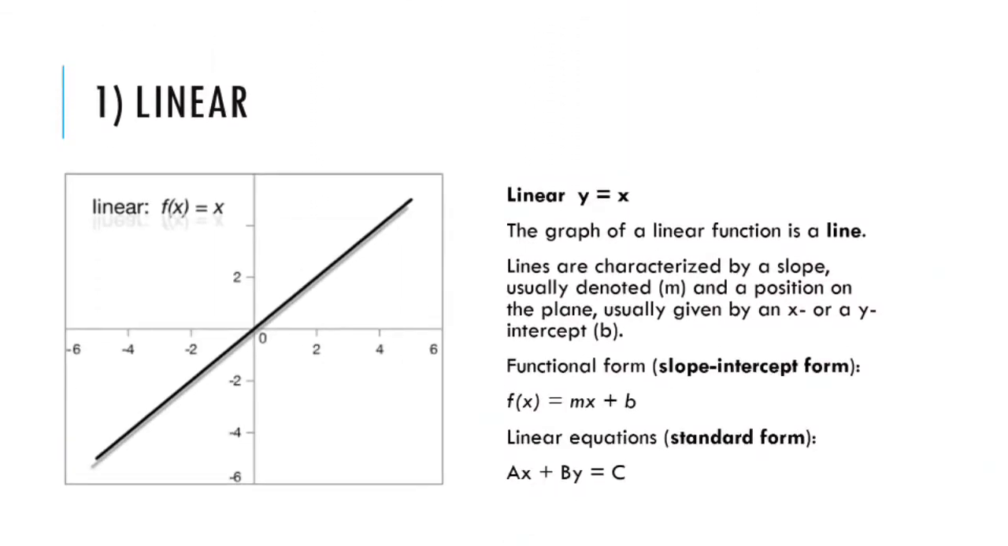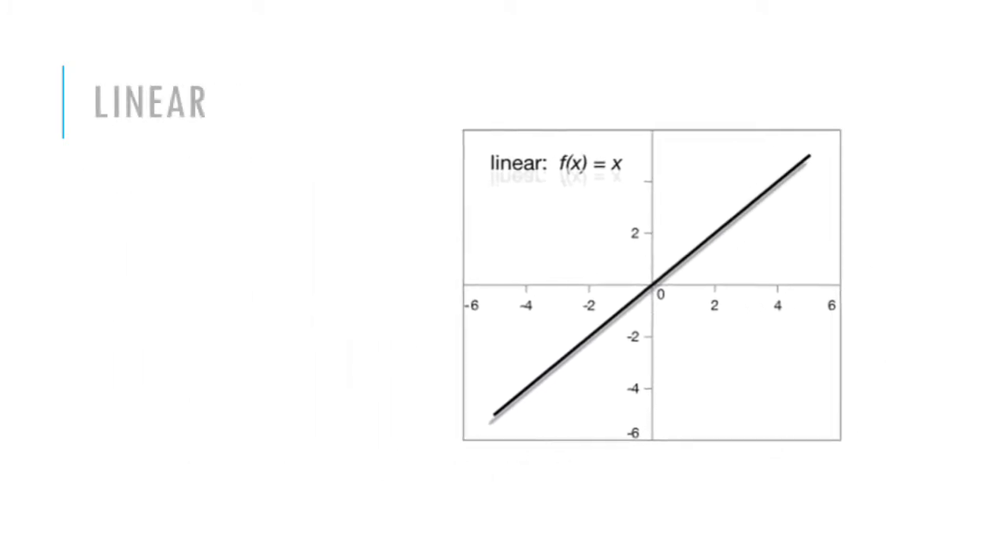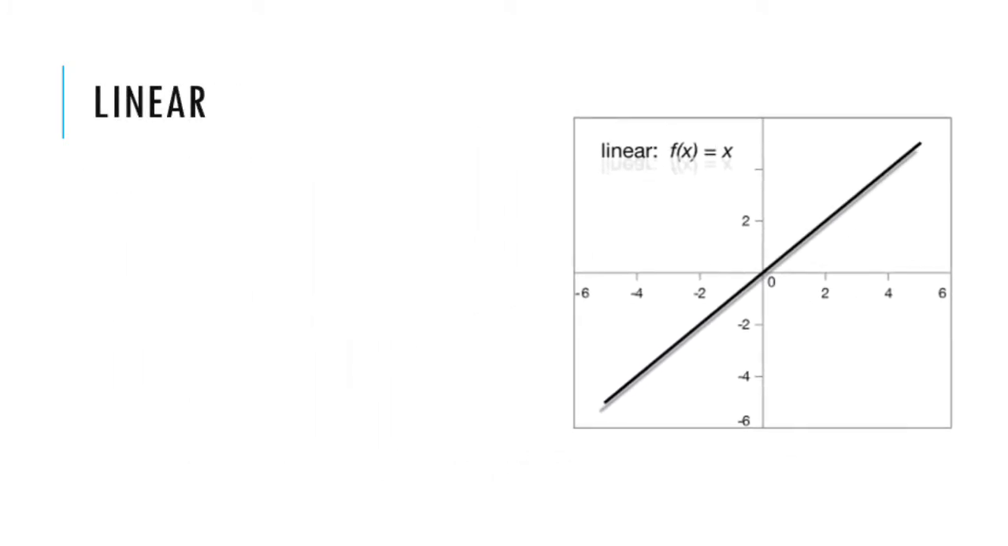The first one is the linear function y equals x. You know the equation of a linear function: y equals mx plus b. The y-intercept for this function is 0 and the x-intercept is 0. Now, properties.